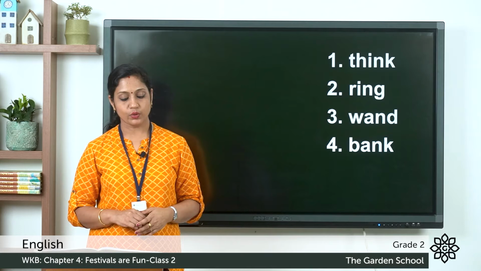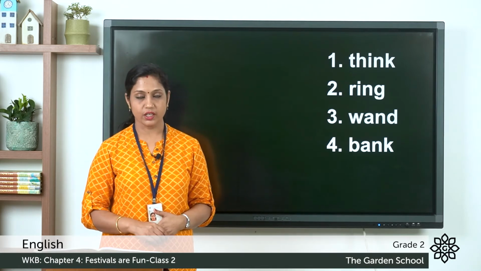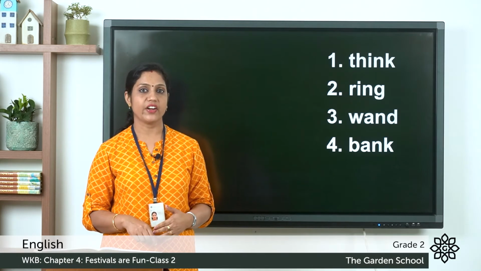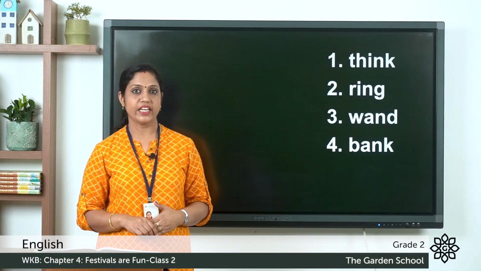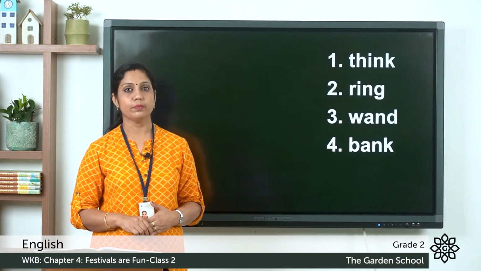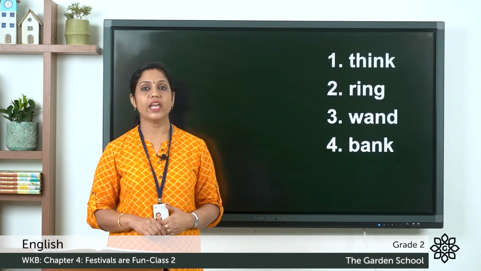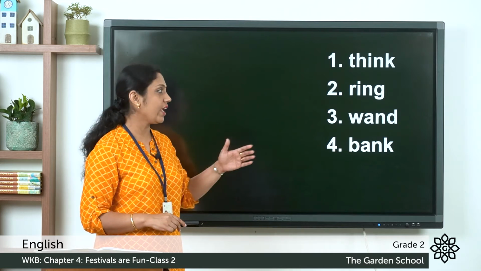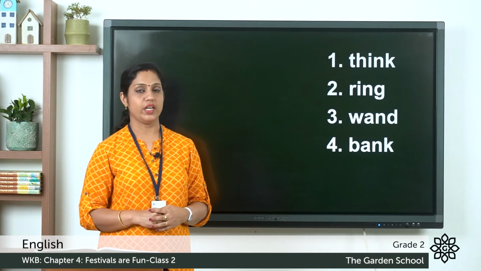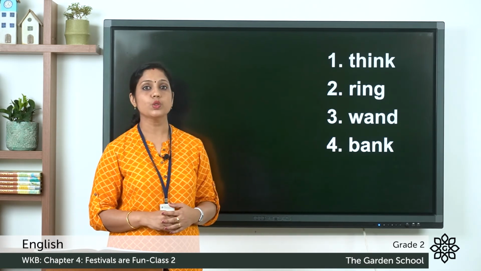THINK. The second question, you wear it on your finger. R is given there, it is ring, and the ending letters are NG. So RING. Third one, a magician uses this to make magic. It's wand. W is given, you can write A and D to that in the space provided there. So W, A and D becomes wand.